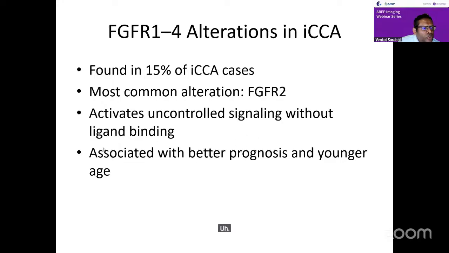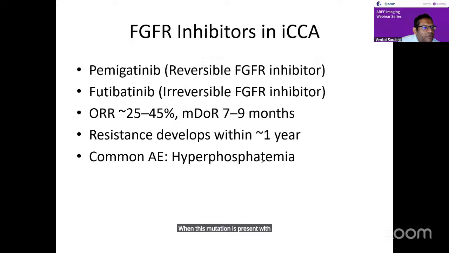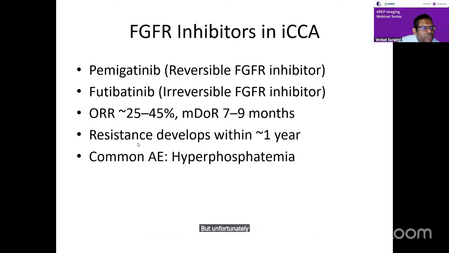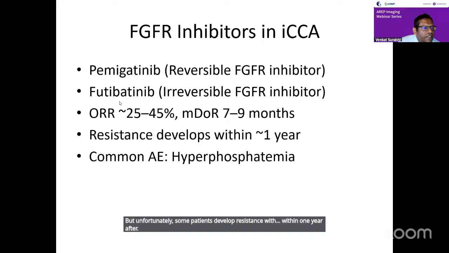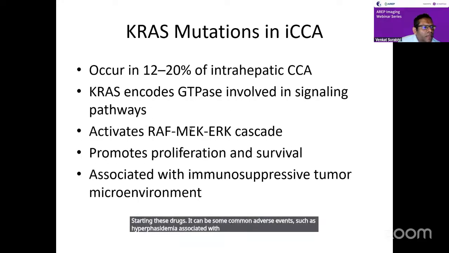And it is associated with better prognosis and younger age. And we have seen some excellent response when this mutation is present with FGFR2 inhibitors. And these are the two agents that are approved. One is a reversible FGFR inhibitor, the other one is irreversible. But unfortunately, some patients develop resistance within 1 year after starting these drugs. There can be some common adverse events such as hyperphosphatemia associated with these drugs.